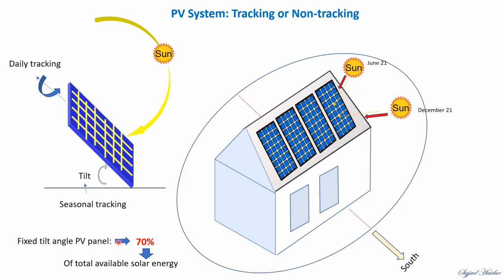But for a fixed tilt angle, that is, the panels are all south-facing and tilted at a certain fixed angle, then around 70% of the available energy can be utilized. Actually, tracking costs money, so in most cases we use a non-tracking photovoltaic system. That is, we are getting 70% of the available energy.